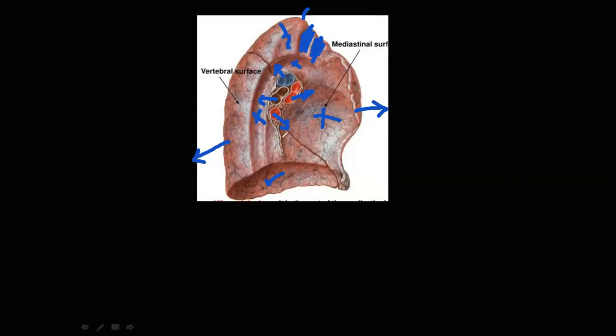Okay. Pulmonary veins. What is the termination of the pulmonary veins? In the left atrium. Yes, in the left atrium of the heart, which receives the oxygenated blood from the lung. Then this blood will go to the left ventricle. Okay, nice.